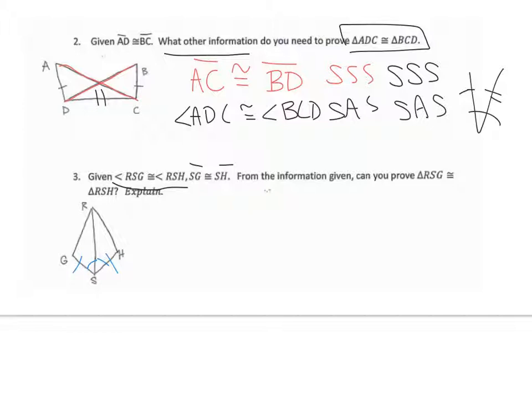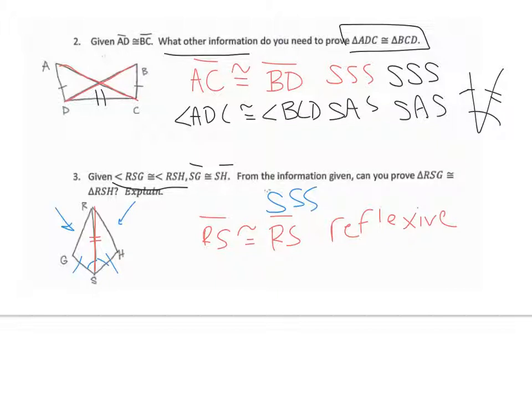Well, if I want to do side, side, side, I would need to know that these two sides are congruent, and I don't have that information. But I do know that these two sides are congruent by reflexive. So I do know that RS is congruent to RS by reflexive. So if I know that, then I can say that by side, angle, side, they are congruent. See how the angle is between the two sides? That's why it's side, angle, side.